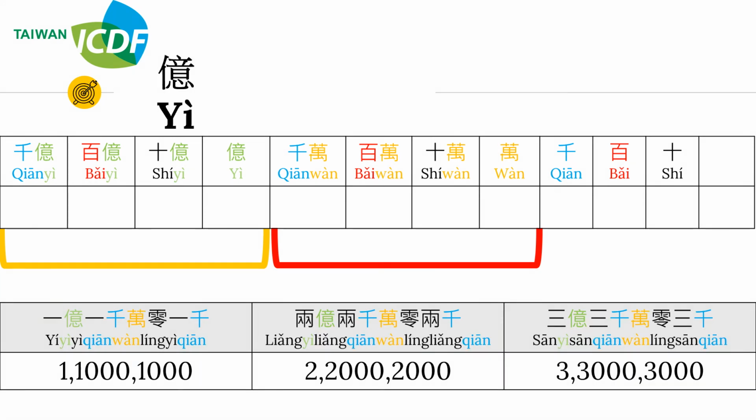If there are 亿, 万, and 千 involved, for example, 1亿1千万零一千, 2亿2千万零2千, 3亿3千万零3千.